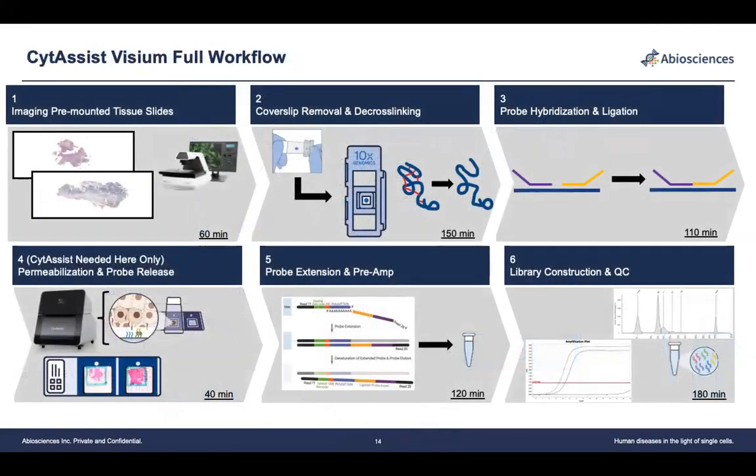And this is a more detailed workflow that is shown here. Again, we would image the pre-mounted tissue slide. We would then remove the coverslip and do the decrosslinking. Then we apply the probe to perform the probe hybridization and ligation. Then we use the Cytosis to transfer the ligated probe and also do the permeabilization. And then the probe extension is done on the slide, and then we do the preamp in the tube and then the library construction.